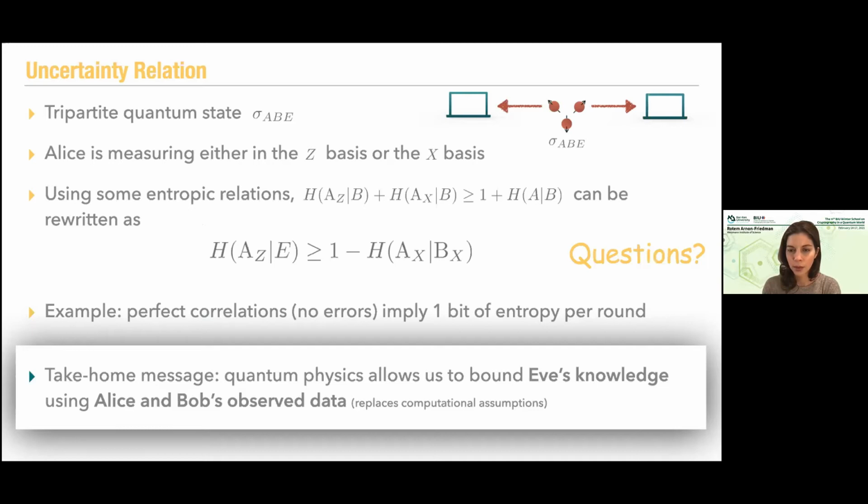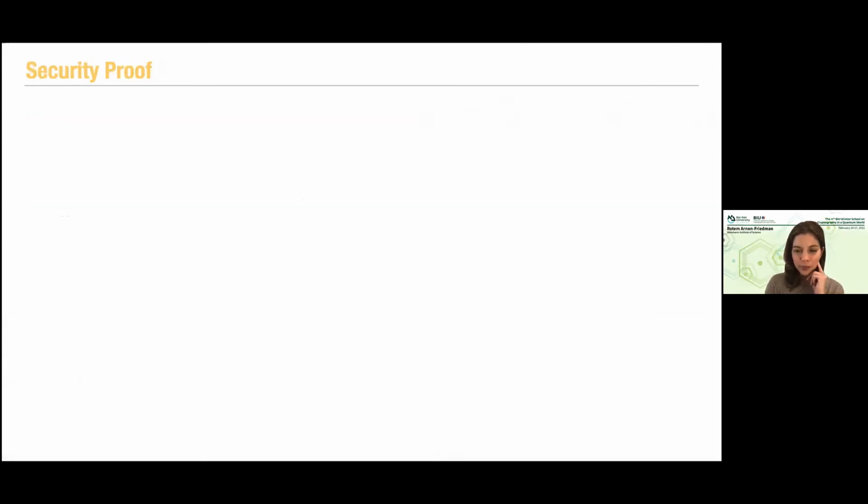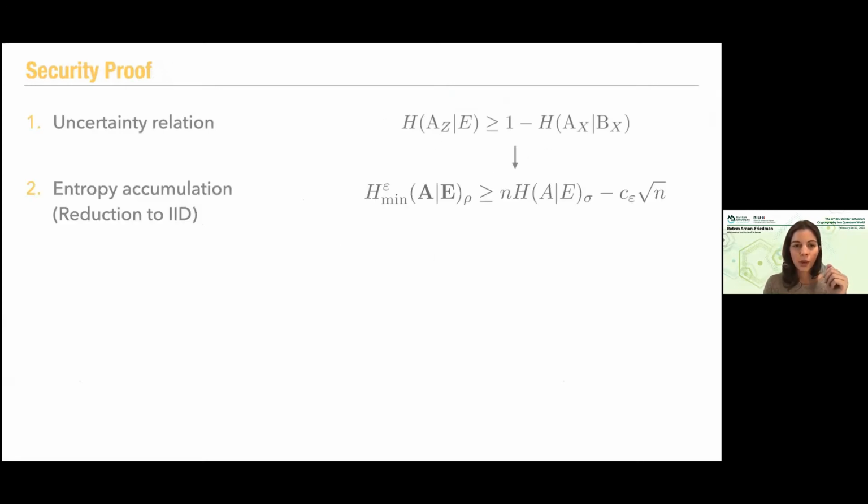Okay, so that was a good point for the question. So what do we have here? We have the uncertainty relation, the physics. So we get this bound here. Then we plug it into this entropy accumulation, the reduction to the IID case. Once we understood what happened in the single round, we plug it here, and we get a lower bound on the total amount of smooth min-entropy, of how much we got in the entire thing.